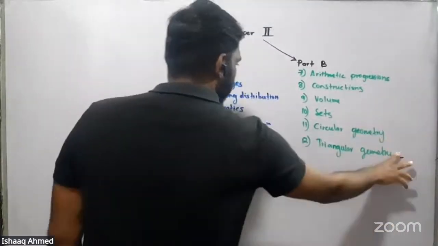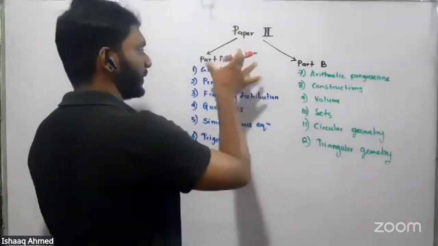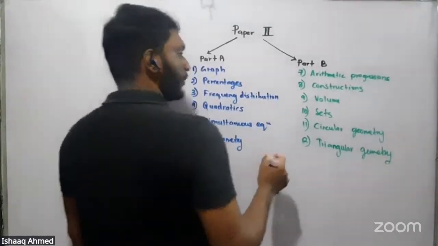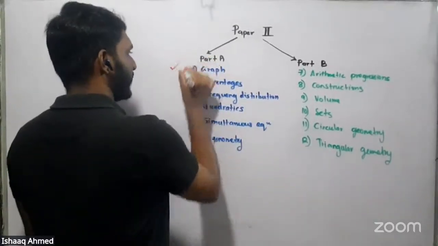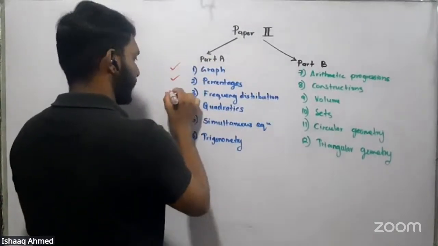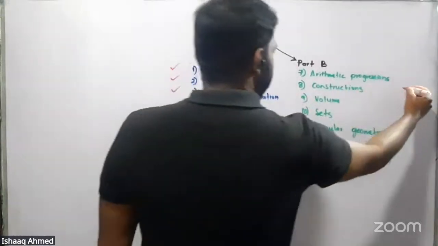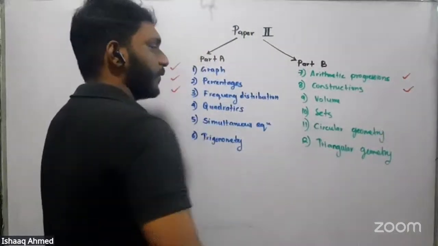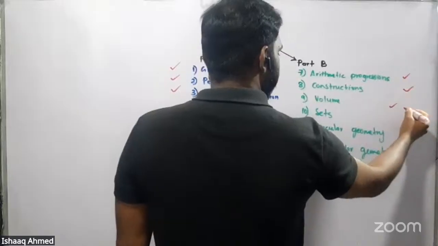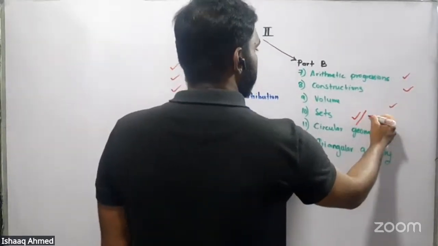Understood? In this, you have to select 5. In this, you have to select 5. Now, usually the easy questions are: graph is really easy, percentage will be really easy, frequency distribution really easy. And on the other hand, construction is a very easy question. Arithmetic progression is somewhat okay, right? Volume is very easy if you know the concept. Sets is easy, but sometimes confusing.